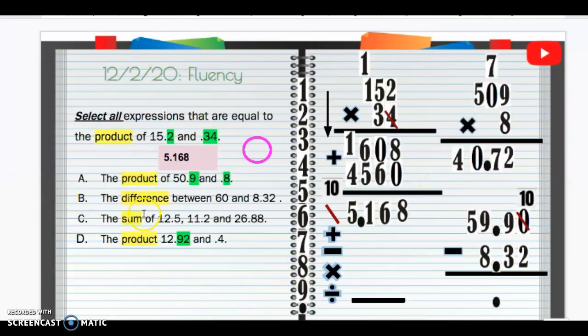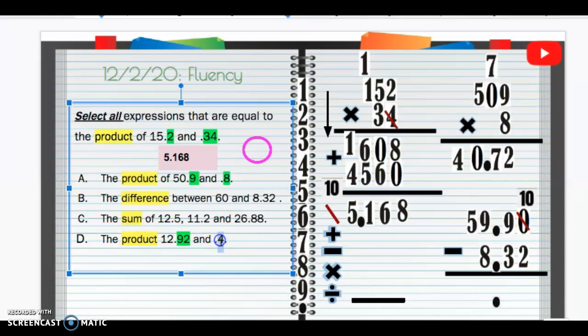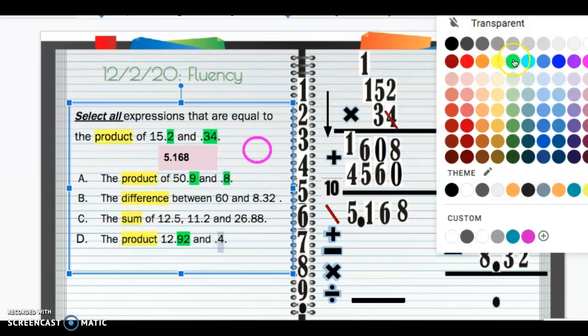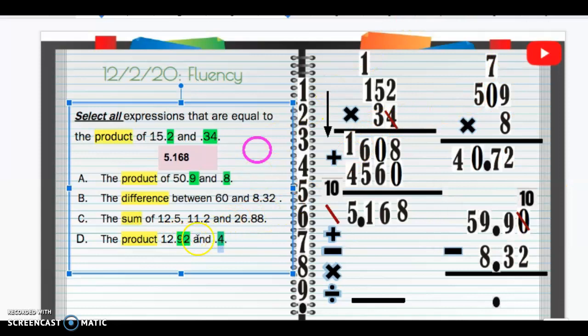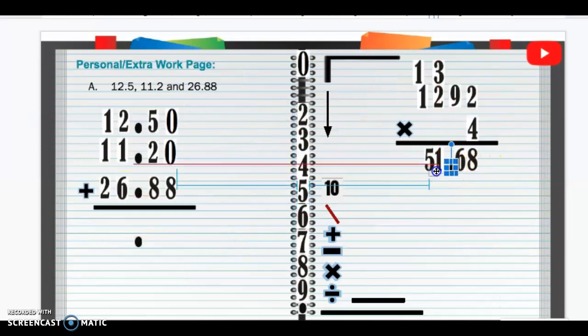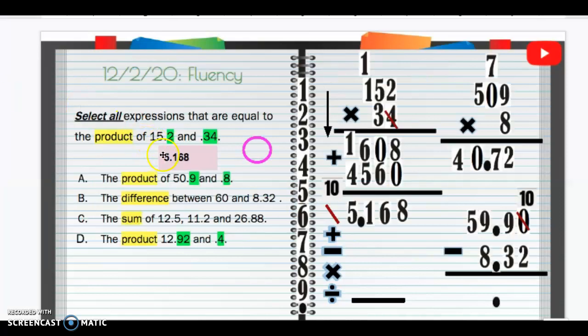So we have 9, 2, and a 4. So we have to swoop that decimal point one more time. Move that 1 back over, decimal point up, and we get 5.168. So I know I'm circling D. Okay. It says select all, so please make sure that you select another answer in this question.